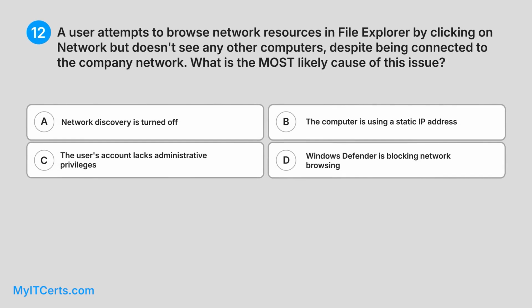12. A user attempts to browse network resources in File Explorer by clicking on Network, but doesn't see any other computers, despite being connected to the company network. What is the most likely cause of this issue? A. Network discovery is turned off. B. The computer is using a static IP address. C. The user's account lacks administrative privileges. D. Windows Defender is blocking network browsing.